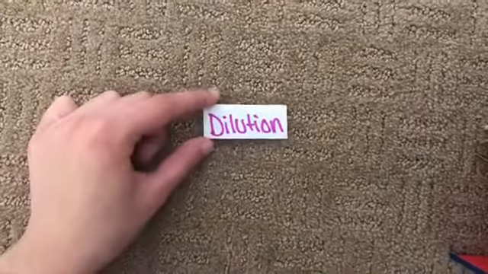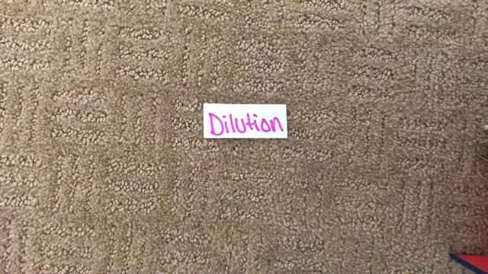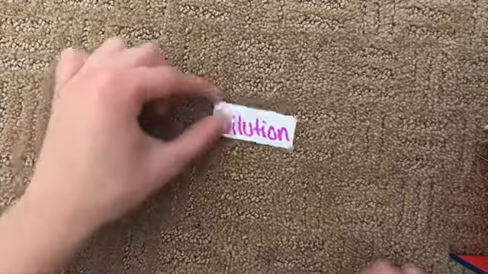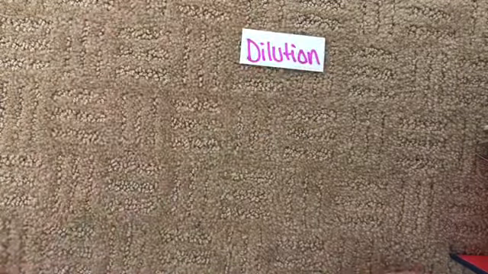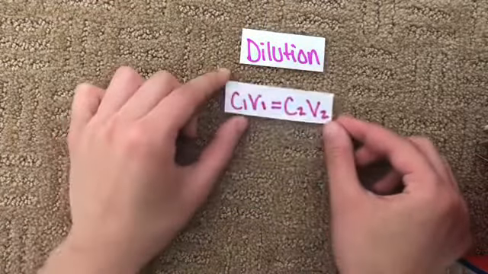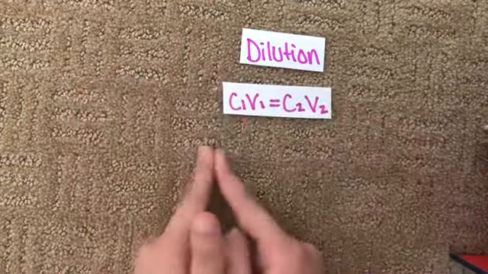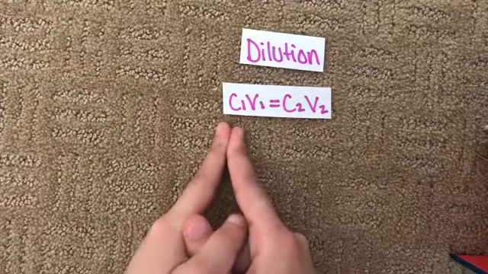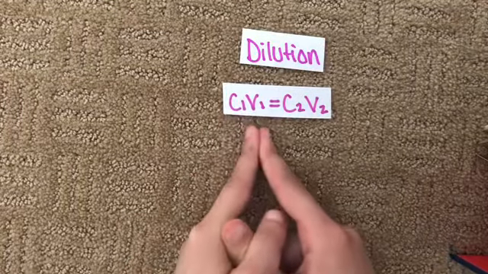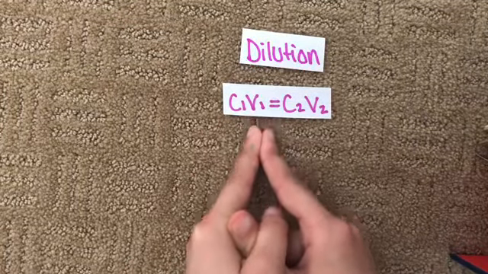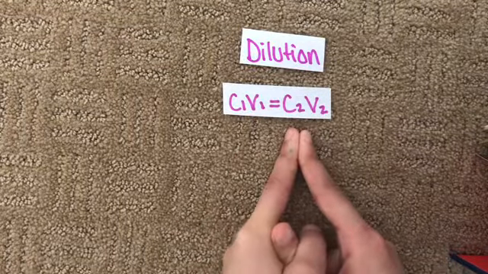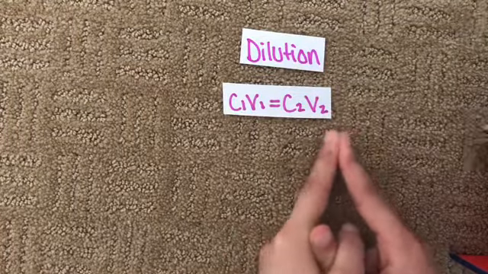Last but not least, we have dilution. Always work with high concentration things. Basically, acids that are very concentrated are very dangerous to work with, so we dilute them to make them less concentrated. To do equations for dilution, we use this right here: C1V1 equals C2V2. C1 is concentration before dilution, V1 is volume before dilution, and on the other side of the equal sign, C2 is concentration after dilution and V2 is volume after dilution.